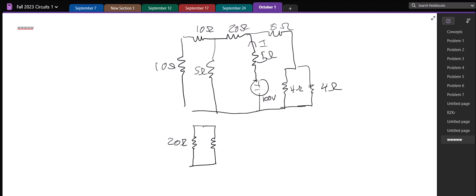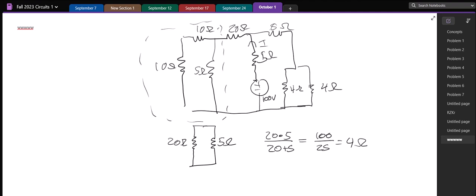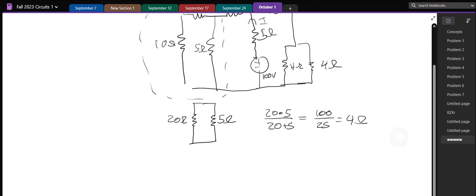And that is in parallel with a 5 ohm resistor, and so I'm going to replace those with product over sum. So 20 times 5 over 20 plus 5 is 100 over 25 is 4 ohms. So I just turned all of this into one 4 ohm resistor. So we can redraw that.